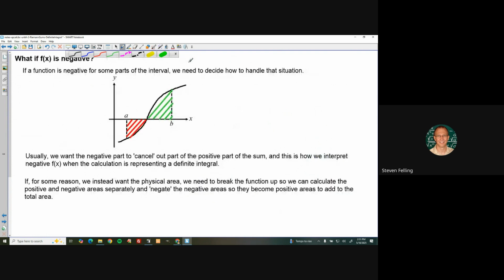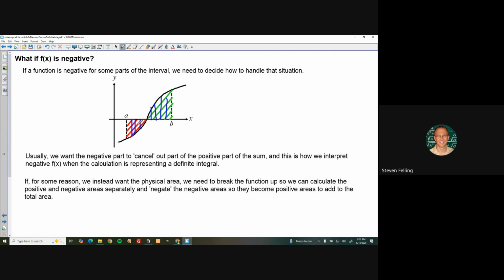Right, so in the examples we've seen so far, f of x has always been positive, so we can have rectangles here that are adding positive area. What if we have areas like this where we have negative area? Well, you can handle it a couple different ways. The default way is to just go ahead and let the negative area cancel out part of the positive area. So you could get a total area that's 0, an area that's negative overall, or an area that's positive.